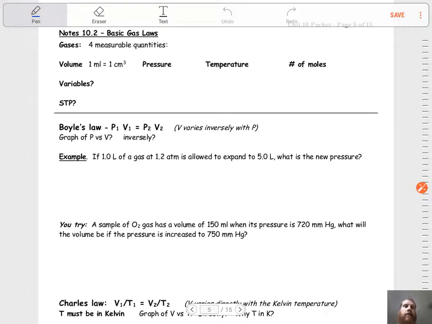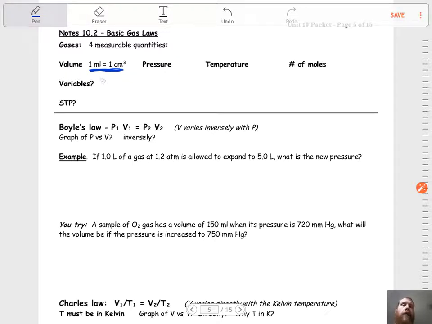First, let's talk about the 4 measurable quantities that we're going to be getting into the rest of this unit. We have volume, and this should be something you know by now. You did a lab. Remember the cube lab way back, one of the first ones we did this year? You proved that 1 milliliter equals a centimeter cubed. So that shouldn't be groundbreaking to us. Those are the same thing.